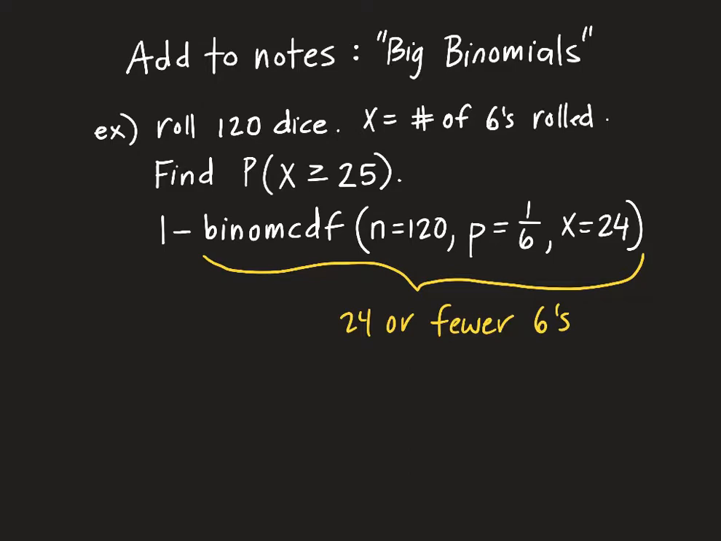Just type it in as 1/6. If you round that off to 0.167 or something, you're just rounding it. You're making it a little bit wrong. So just put the fraction in. Calculator's good for that. And I want to do a 24. 1 minus that gives me 0.136.